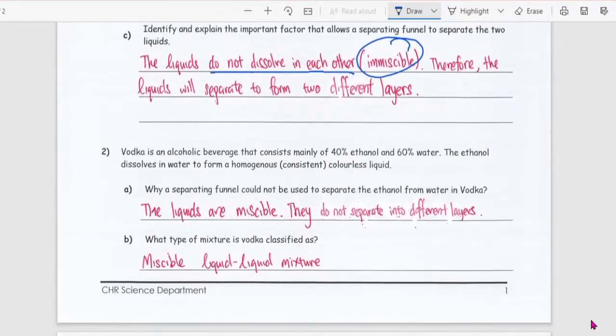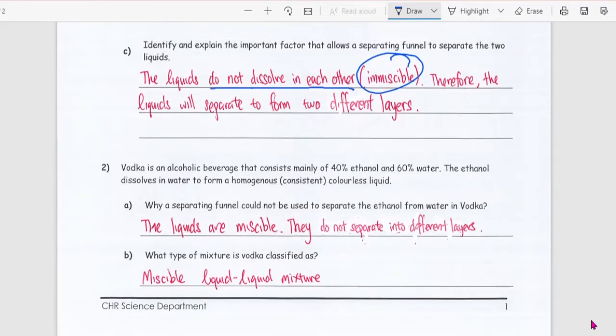Next one. Let's go on to question 2. Vodka is an alcoholic beverage, 40% ethanol, 60% water. Obviously, ethanol and water put together, you get a mixture. But what they say here is that ethanol actually dissolves in water to form a homogeneous, consistent, colorless liquid. You don't see any distinct layers; everything is mixed together well. So this is what we call a miscible liquid-liquid mixture.